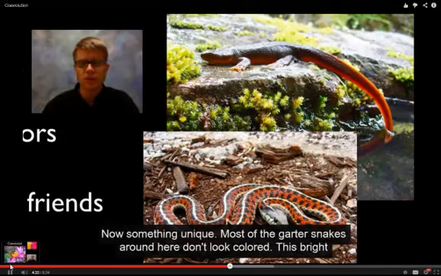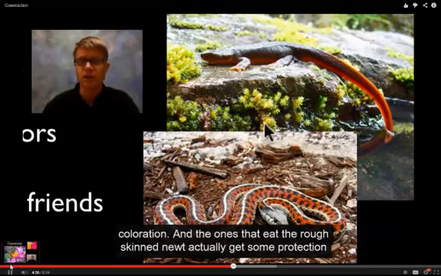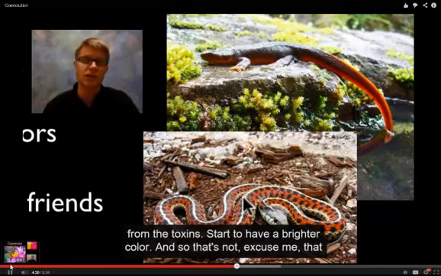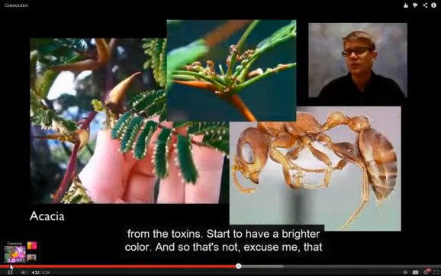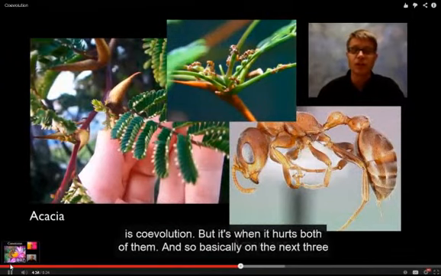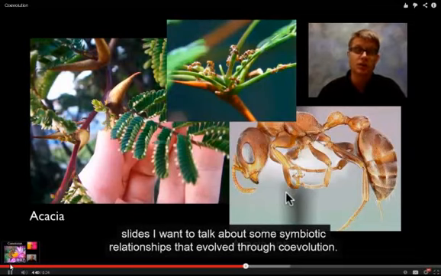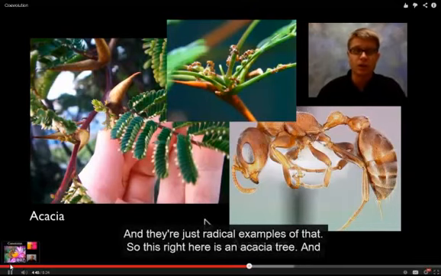Now something unique, most of the garter snakes around here don't have this bright coloration, and the ones that eat the rough-skinned newt actually get some protection from the toxin and start to have a brighter color. And so that is coevolution, but it's when it hurts both of them. And so basically on the next 3 slides, I want to talk about some symbiotic relationships that evolved through coevolution, and they're just radical examples of that.